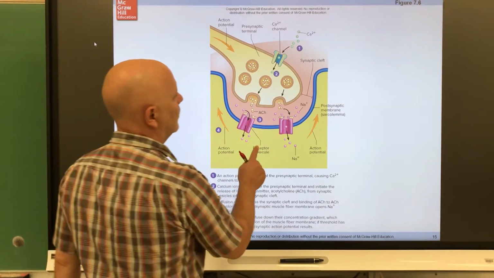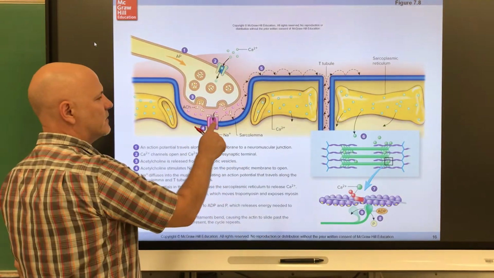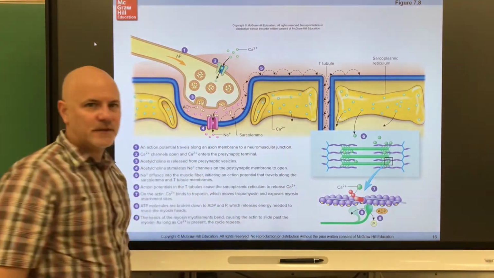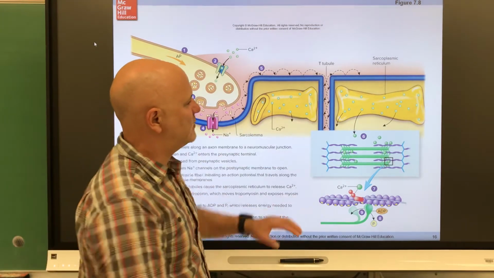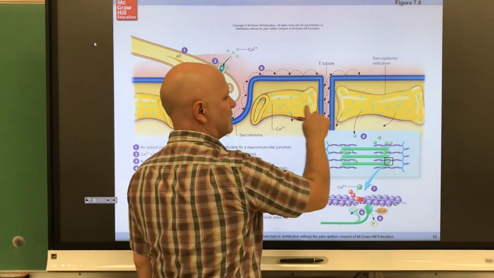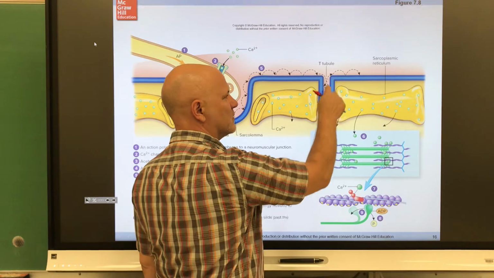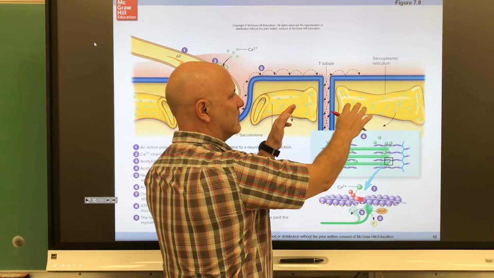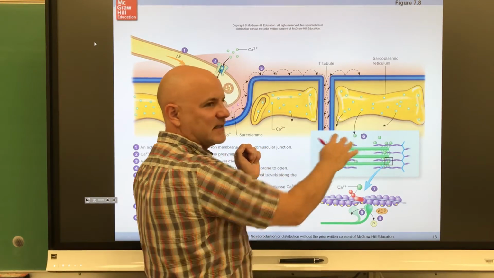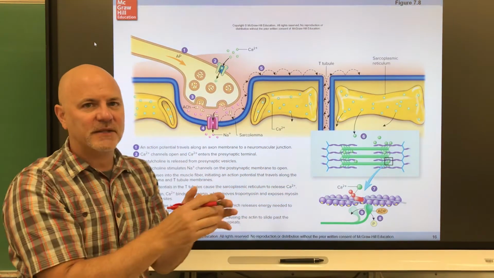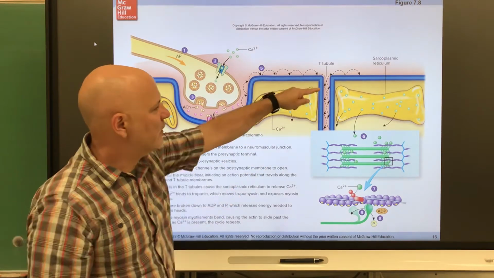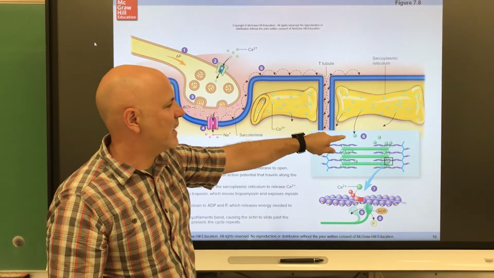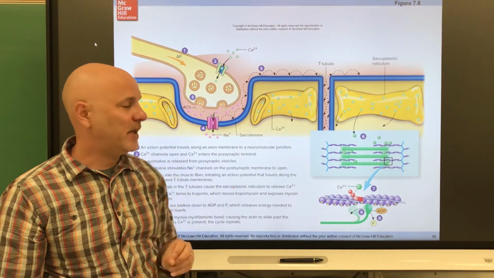Okay, so what's going to happen here is that the impulse moves along the sarcolemma, and then it's going to move down the T-tubules. As I mentioned before, the sarcoplasmic reticulum is found on either side of those T-tubules. So when that impulse moves down a T-tubule, it's going to stimulate that sarcoplasmic reticulum to release its calcium ions into the sarcoplasm, the muscle cell's cytoplasm.